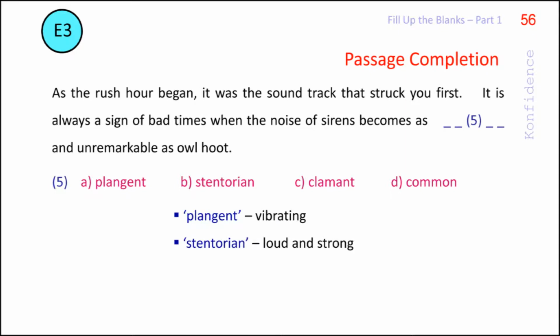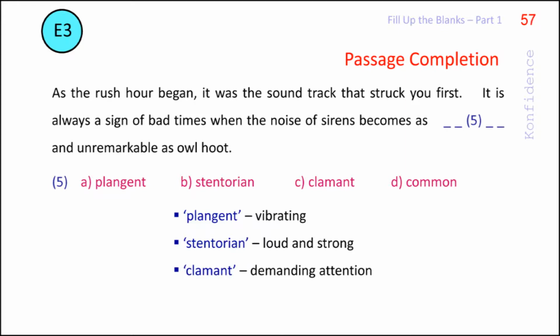Option B, stentorian, means loud and strong. This word is used to describe the voice of a human being, so it is not applicable for the noise of a siren. Hence, options A and B are not right answers.